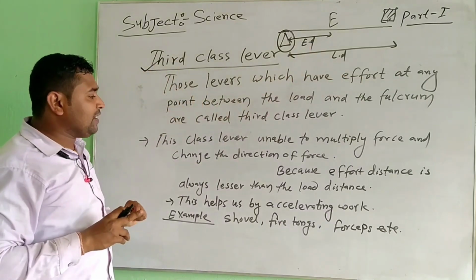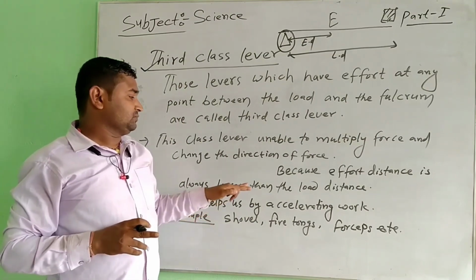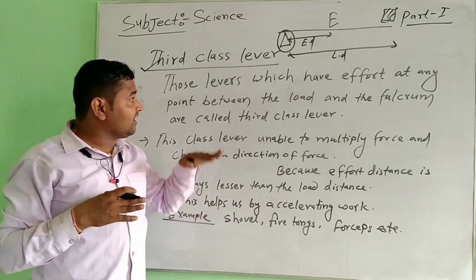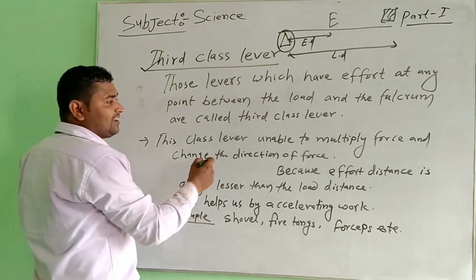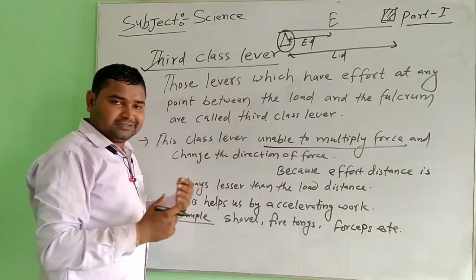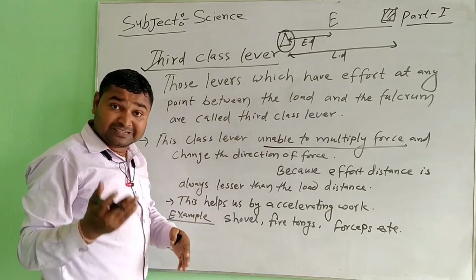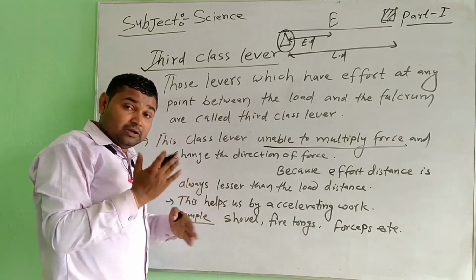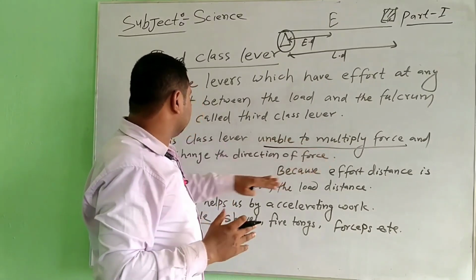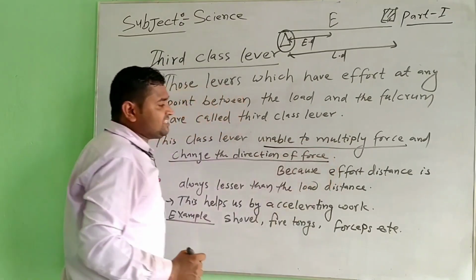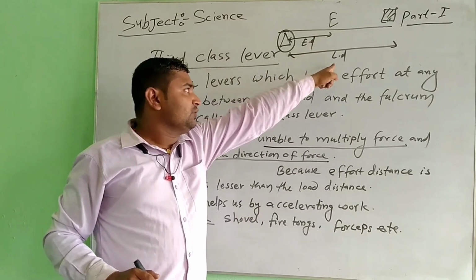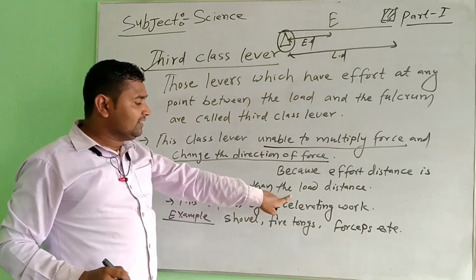In the second class lever, we have learned that it does not change the direction of the force applied and does not accelerate the rate of doing work. But in third class lever, they are unable to multiply the force. In second class lever, it is able to multiply the force. But in third class lever, it is unable to multiply the force and change the direction of the force. What is the reason? Because the load distance is always greater than the effort distance.